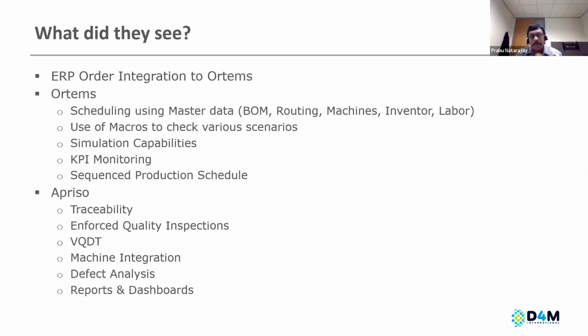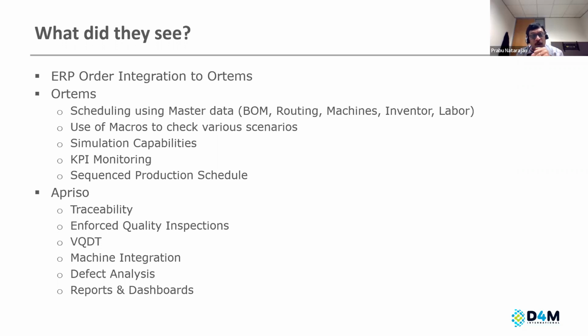We also were demonstrating how simulations can help in the event there is a problem in the plant. And Ortems monitors KPIs automatically. There are inbuilt KPIs, around 30 of them, and we can decide and choose what we want to see on the screen. At the end of that Ortems exercise, we saw that Ortems had a sequenced production schedule, and for one of the missions, we took that down to Apriso, where we saw that traceability was being enforced before you could start the orders.